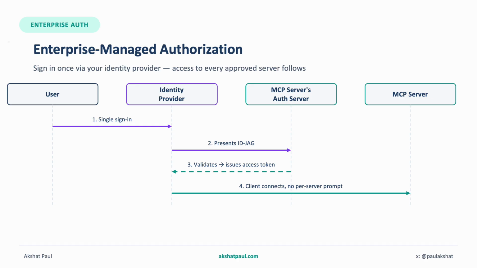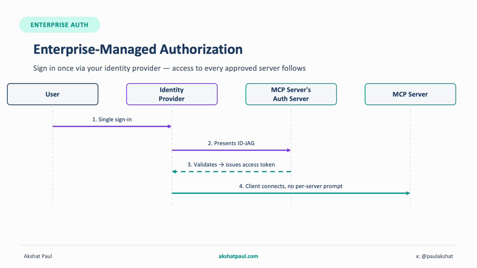Here's the flow. The user signs in once through their organization's identity provider, Okta, in the first shipped integration. That's step one, and it's the only interactive login the user ever sees. Step two, instead of the client running a separate OAuth dance with every single MCP server, it requests something called an ID-JAG, an identity assertion JWT authorization grant, from the identity provider, scoped to the server it wants to reach.